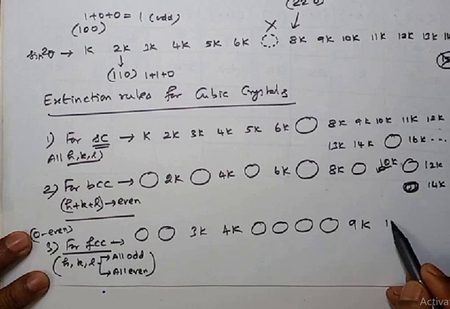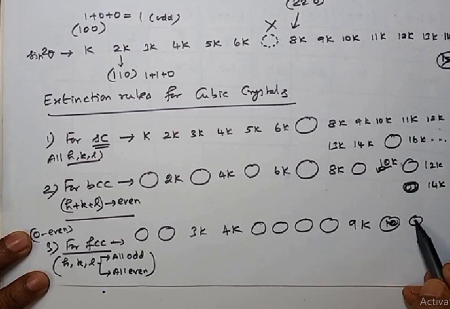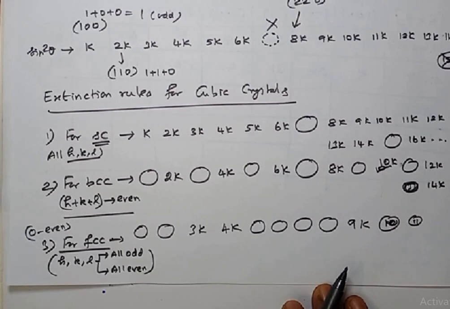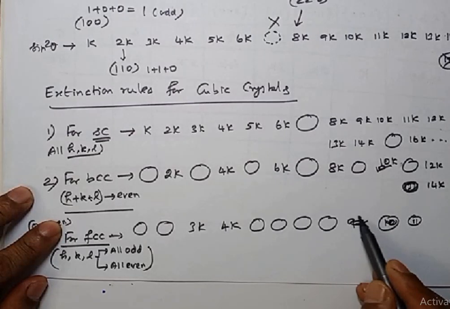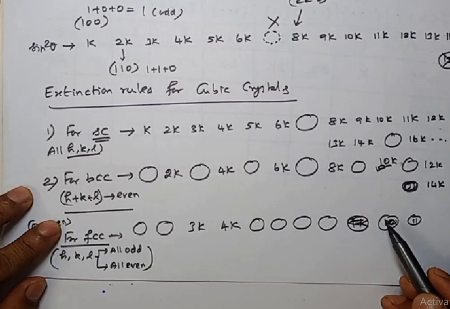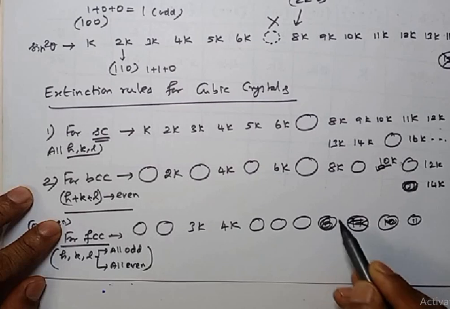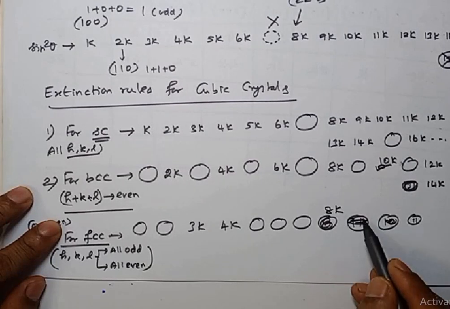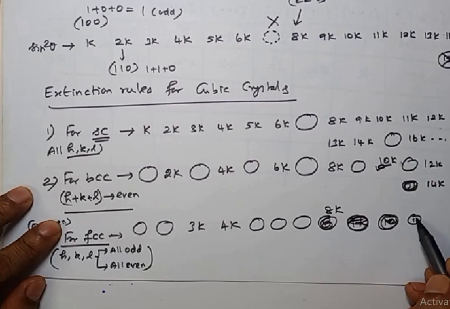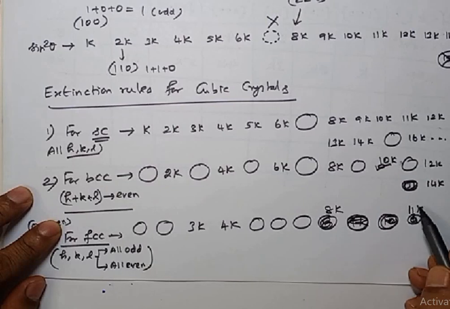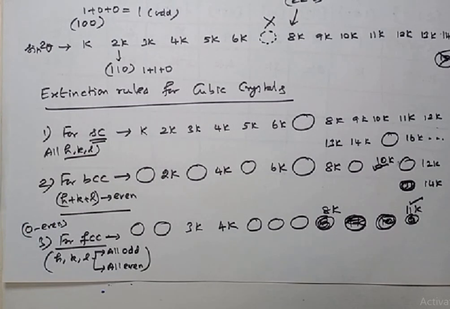No signal at 10, no signal at 11, like that it goes. I'm sorry, for 8K we get a signal. 9K, no signal. 10K, no signal. 11K, we get a signal. In the next page, I'll write clearly so that you can easily understand this.